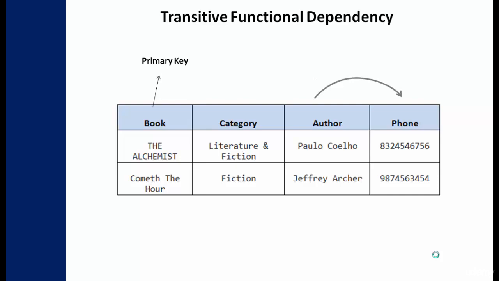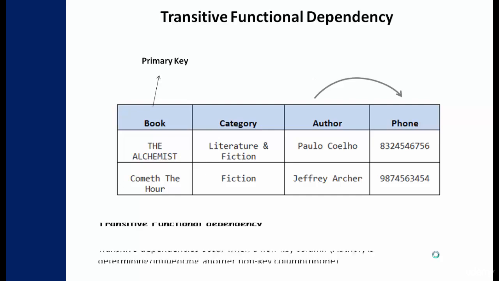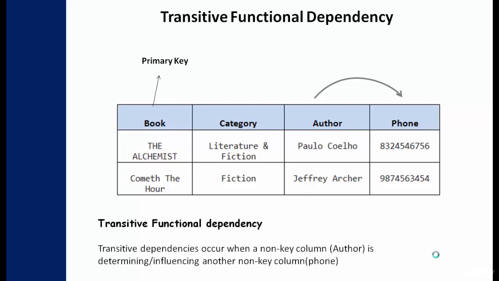So what transitive dependency says is, if changes in a non-key column impact another non-key column, then we are in the situation of transitive functional dependency. In our case, the table has transitive dependency because changes in a non-key column, which is author, impact another non-key column, which is phone number.